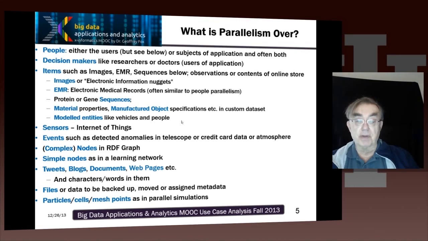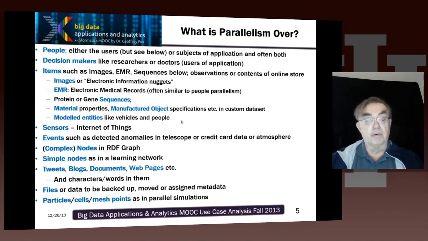And several of the applications involve large-scale simulation. When you do large-scale simulation and do parallel computing there, you'll find parallelism over particles, parallelism over cells carved out in the domain you're working in, also parallelism over mesh points. So those are the things you get parallelism of. All of these are things which are large, and it's the bigness of the number of these things which means you get big data.